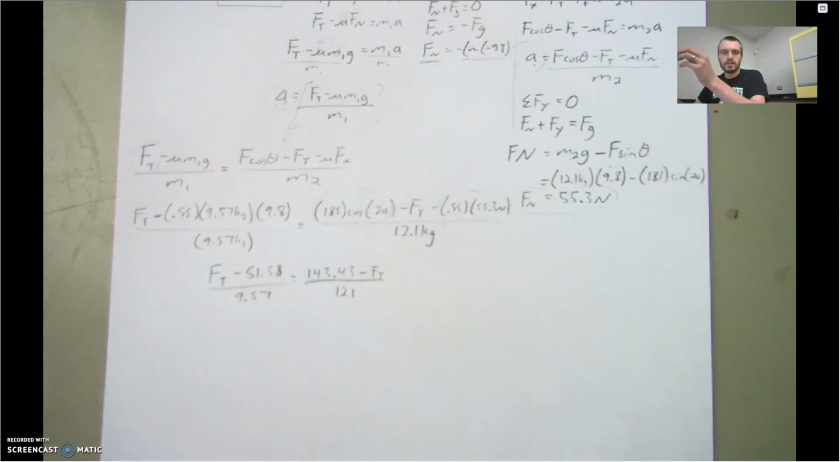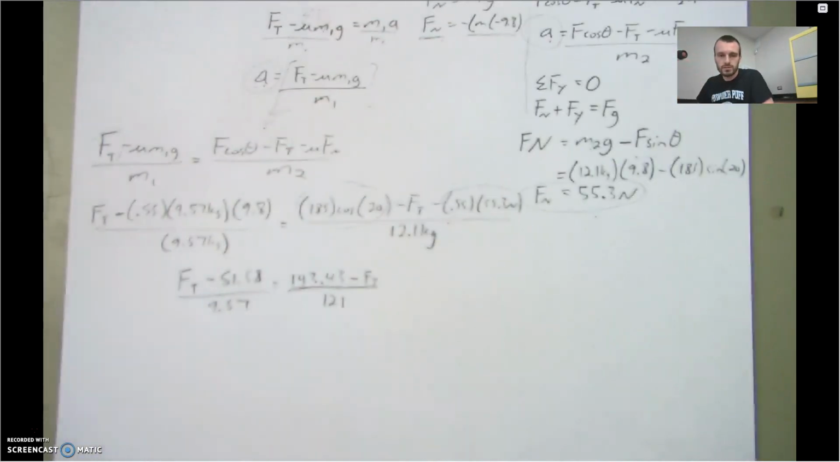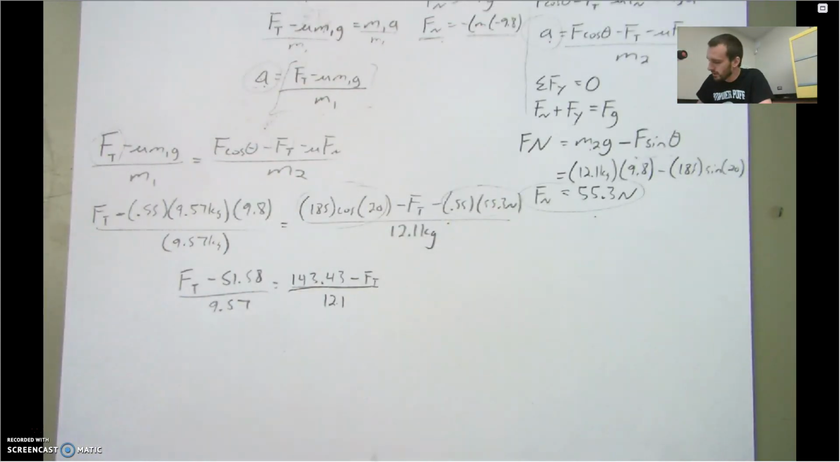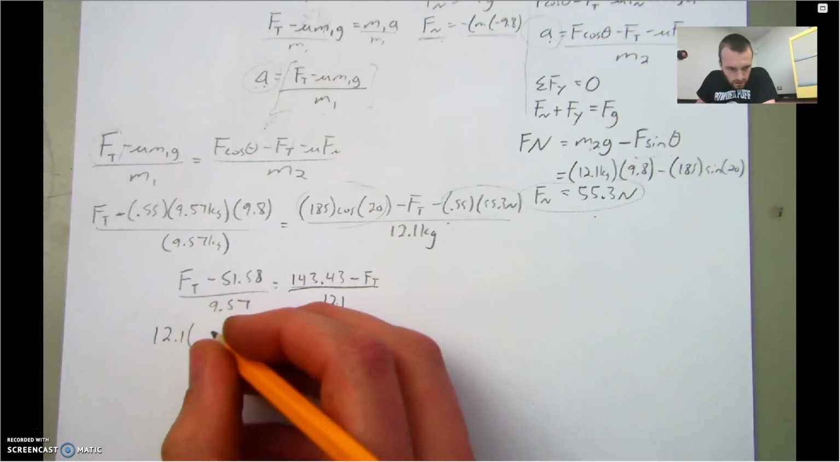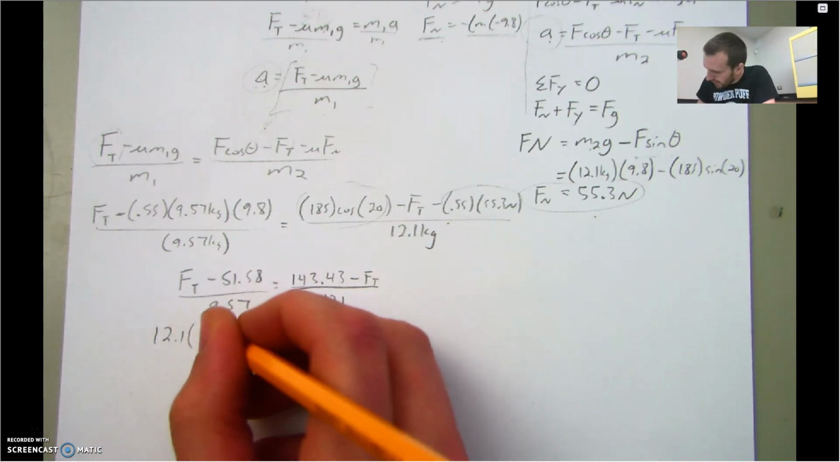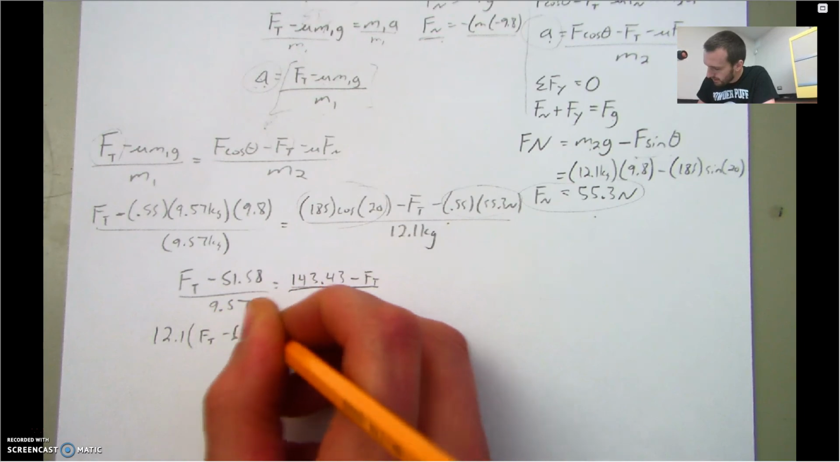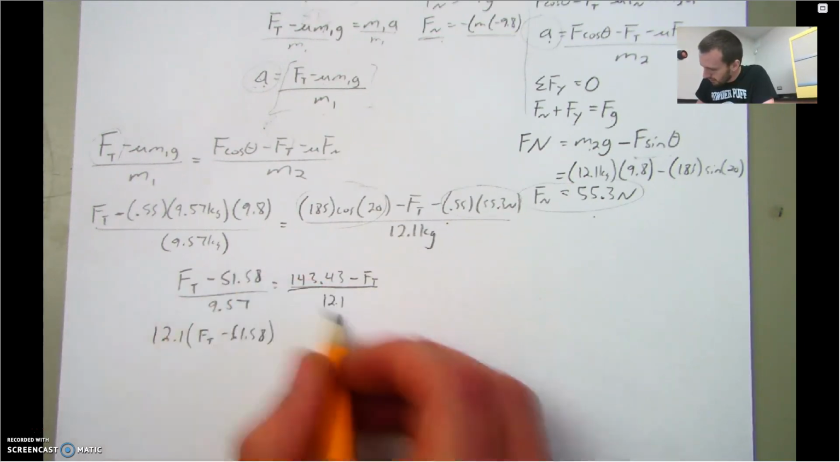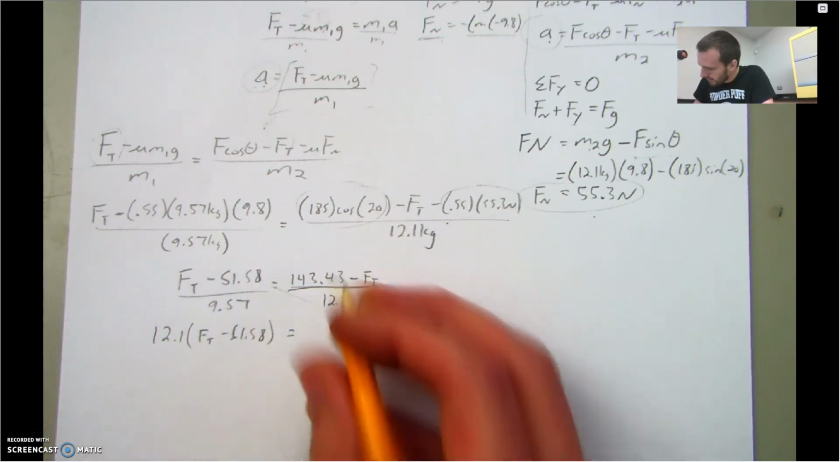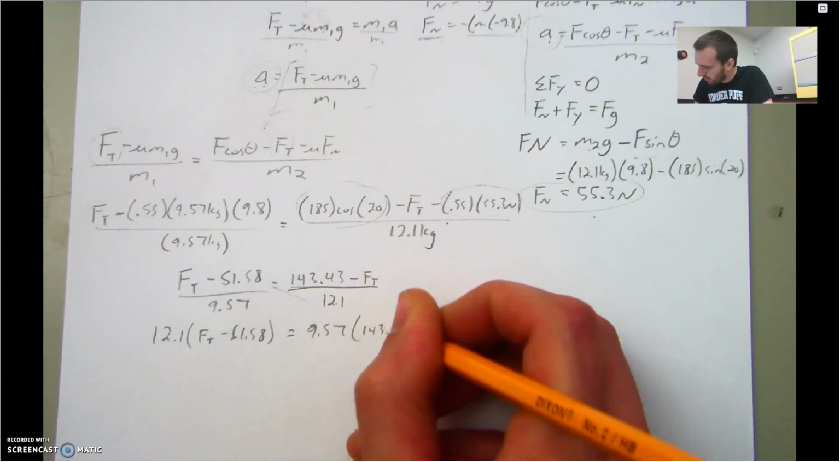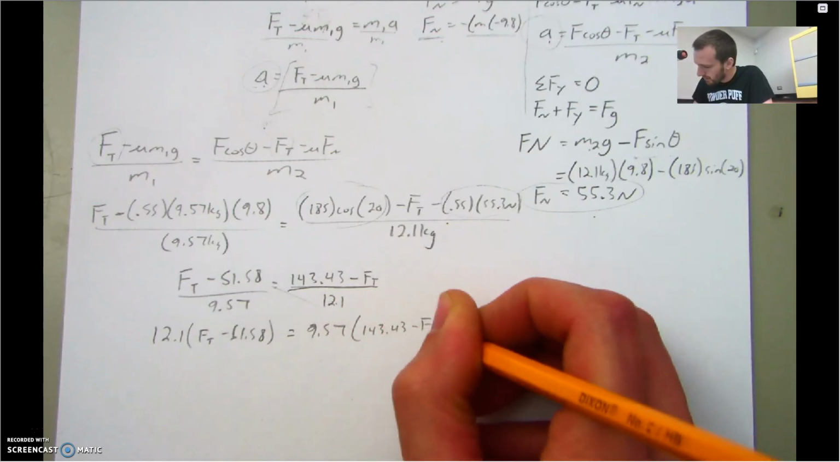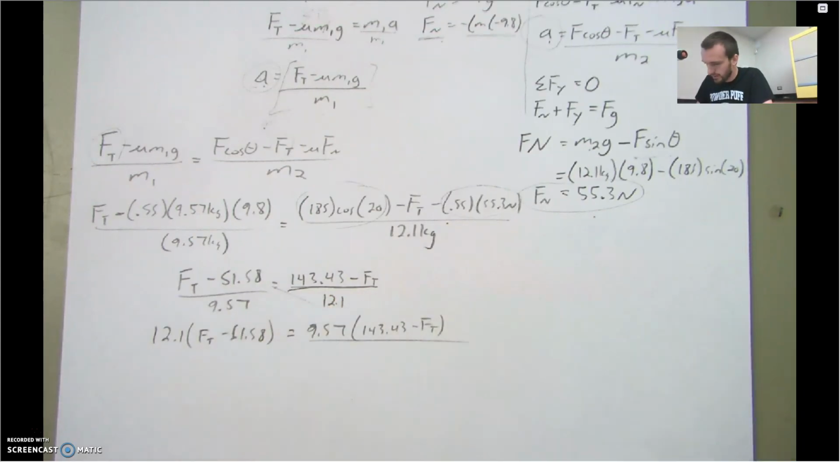You can use a variety of mathematical strategies at this point. You can cross multiply as the first step if you want. Sorry, this is so fuzzy. I'm really trying to get this focus for you. There you go. So if I cross multiply, I get 12.1 times FT minus 51.58. So that was that cross multiply right there. That's going to be equal to 9.57 times 143.43 minus FT over nothing. I cross multiplied, so that's good to go. And so then we can eventually get our FT out of here.